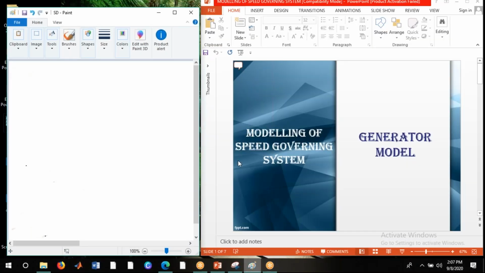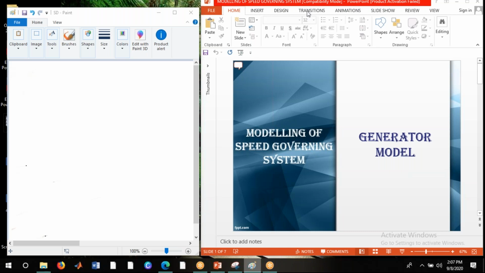Now we will go to the topic. Today's topic is the generator model. It is the third model of the generating model. Now we are going to derive the modeling of a speed governing system. In that, the generator model is one of the parts, so now we are going to derive and design how the generator model will come.